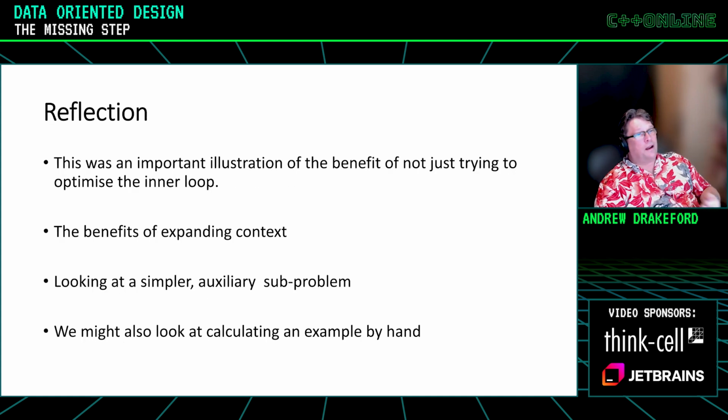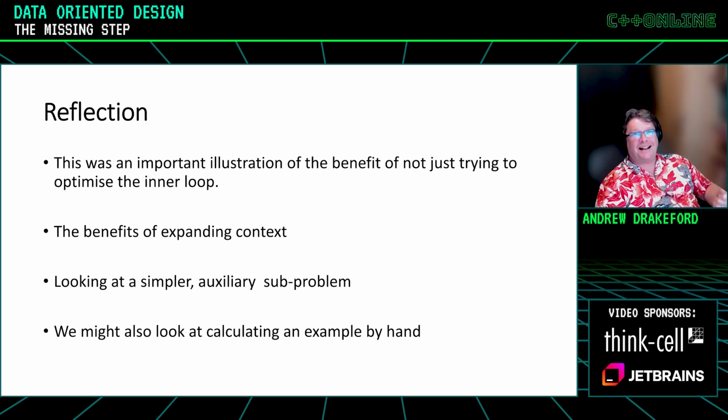Reflection. This, I hope, was an important illustration of the benefit of not just trying to optimize the inner loop, but expanding the context and trying to understand the problem more broadly. Also, the value of trying a simpler auxiliary subproblem. We can also try calculating the examples by hand. I tend to use a spreadsheet.